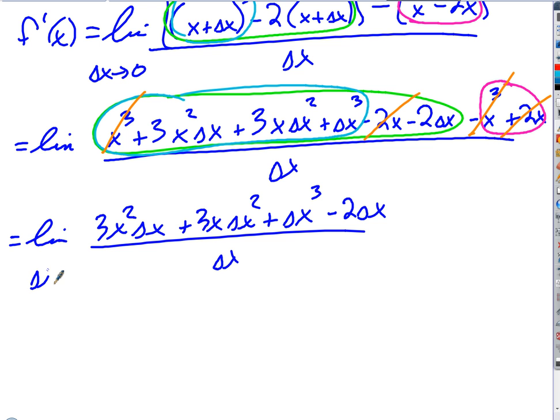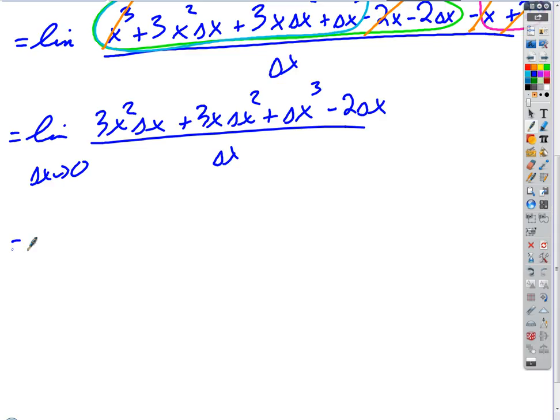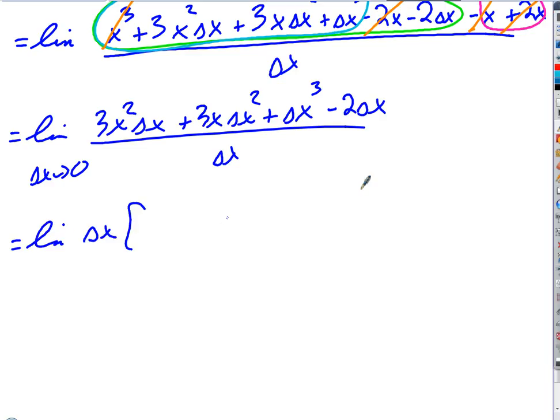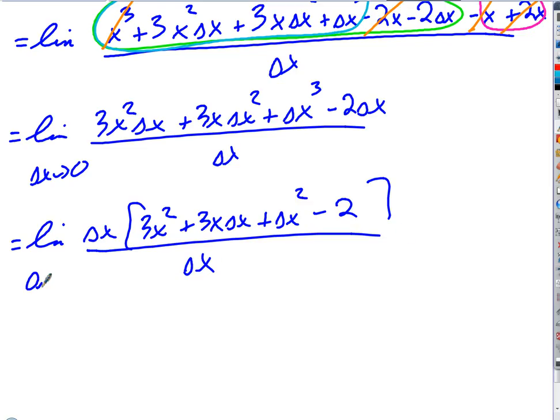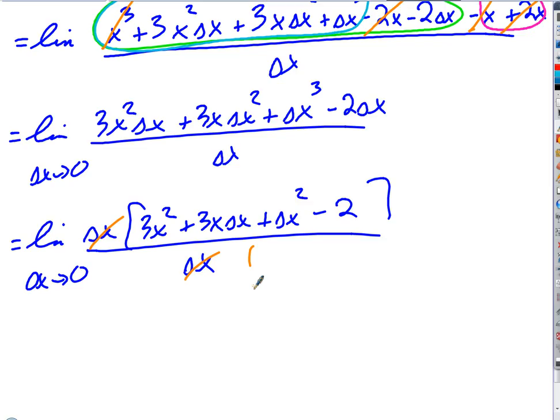Over delta x. Okay, what can I do on the top? Take out a delta x. Good. What am I left with? 3x squared, 3x delta x, plus delta x squared, minus 2, plus those things. Those cancel to 1, right? That's a delta x. And then pulling out the delta x from the top, we canceled it.